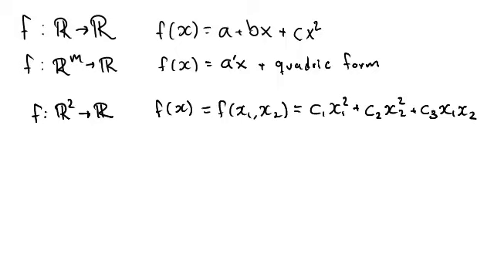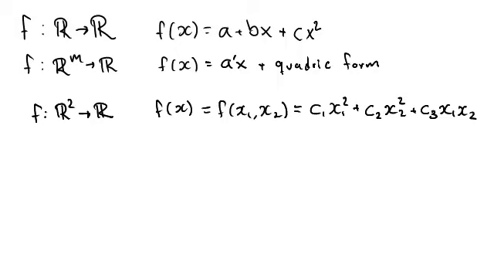If I have a function of three variables, x1, x2, and x3, I will have three terms with squares, c1 x1 squared plus c2 x2 squared plus c3 x3 squared. And I will also have all possible cross products between the x variables. So I will have x1 x2, x1 x3, and x2 x3. So now let's try to figure out how we can write this quadratic form using matrix notation.